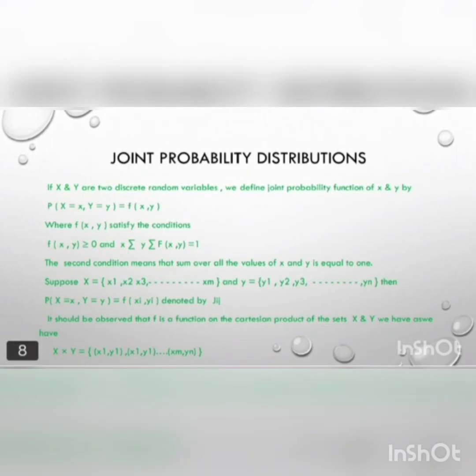Calculation of joint probability distribution. If X and Y are two discrete random variables, we define the joint probability function of X and Y by P(X = x, Y = y) = f(x, y), where f(x, y) satisfies the conditions that f(x, y) is always greater than or equal to 0, and the summation over x and the summation over y of f(x, y) is always equal to 1.